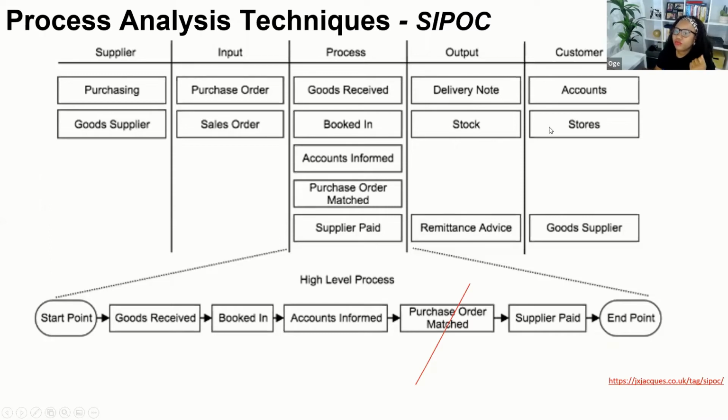The stock record will go to the stores department. They need it to show their stock. And the remittance advice is going to the supplier because he needs to be aware that he has been paid. So this is a good way.